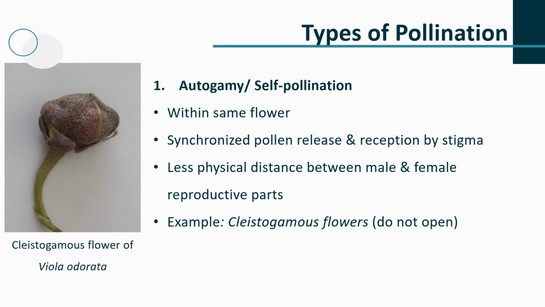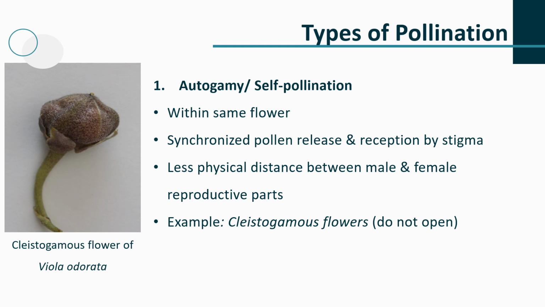First category is autogamy, also known as self-pollination, which takes place within the same flower. For autogamy to take place, there should be less physical distance between male and female reproductive parts, which means that stigma and anther should really be lying close to each other, and there must be synchrony between the release of pollen and reception by stigma.